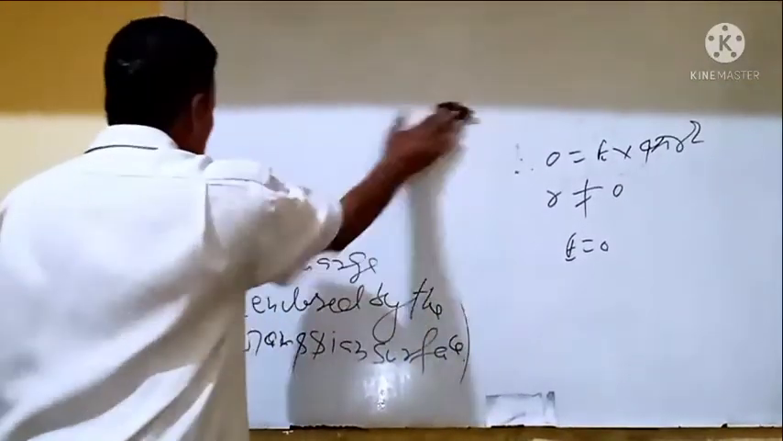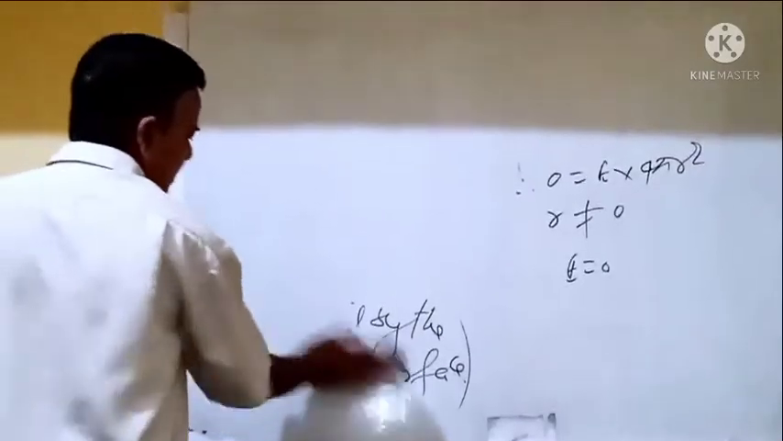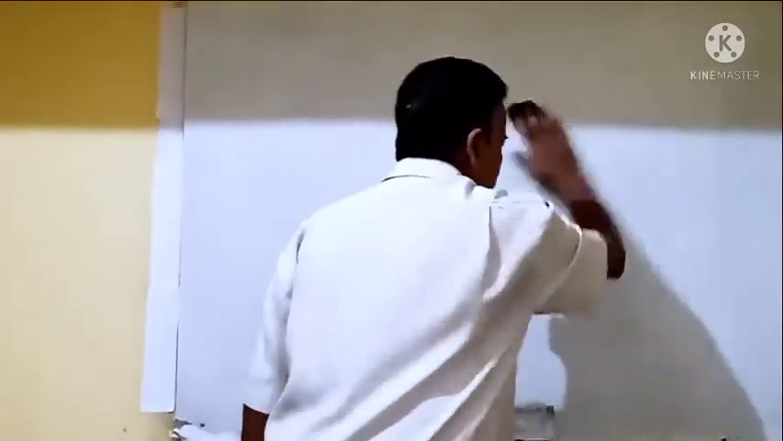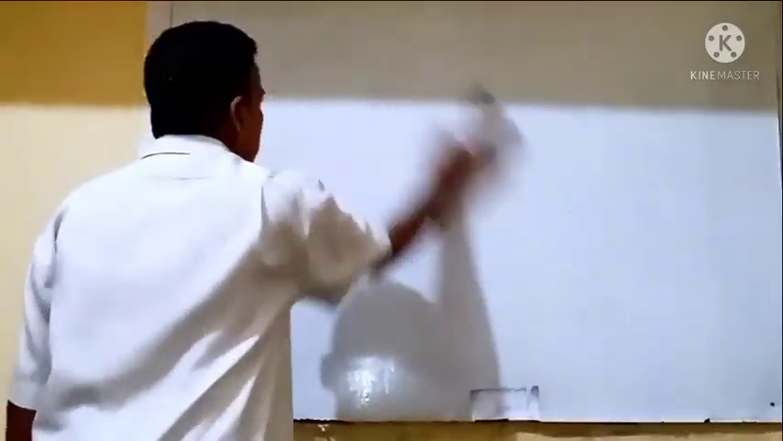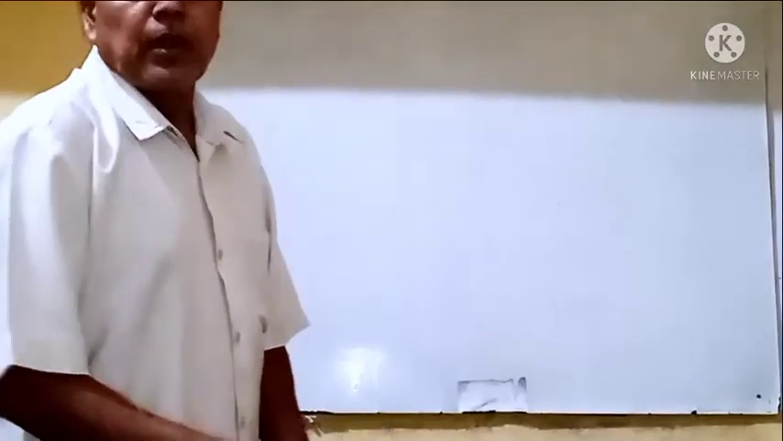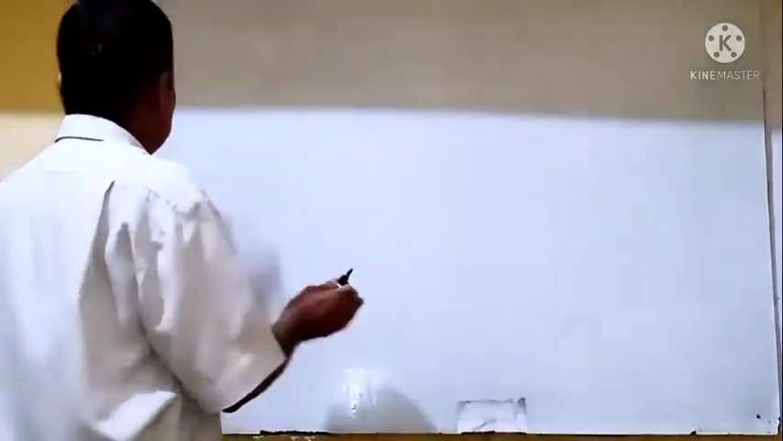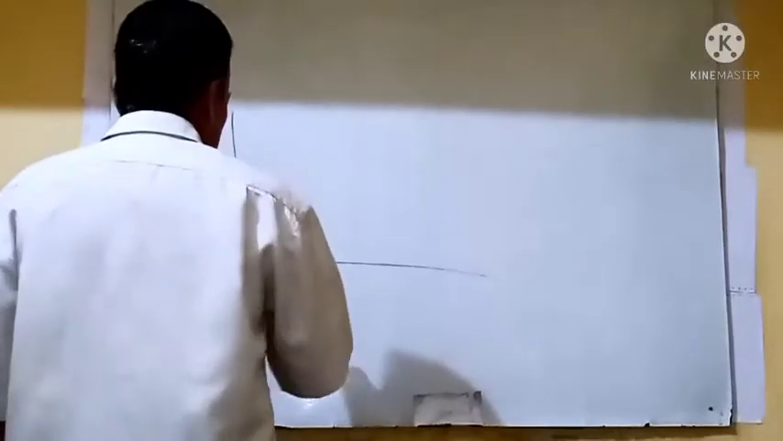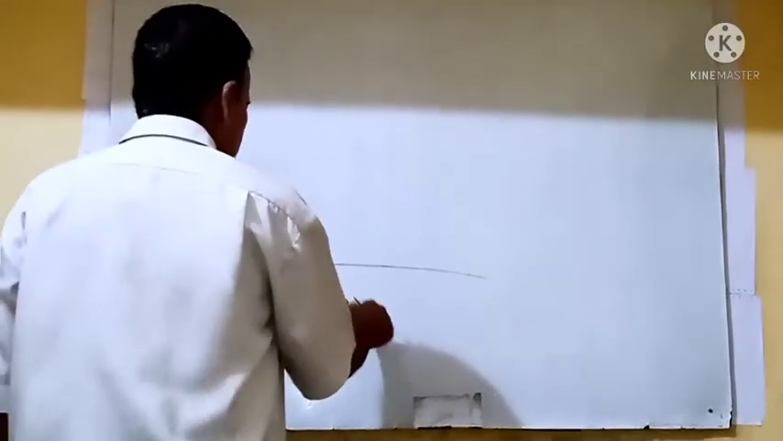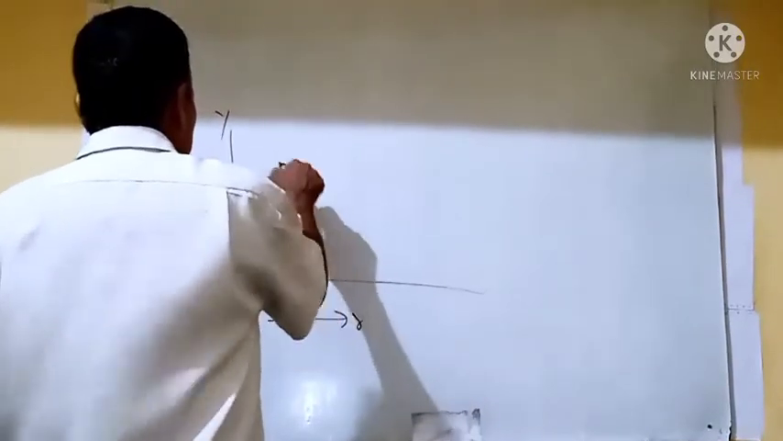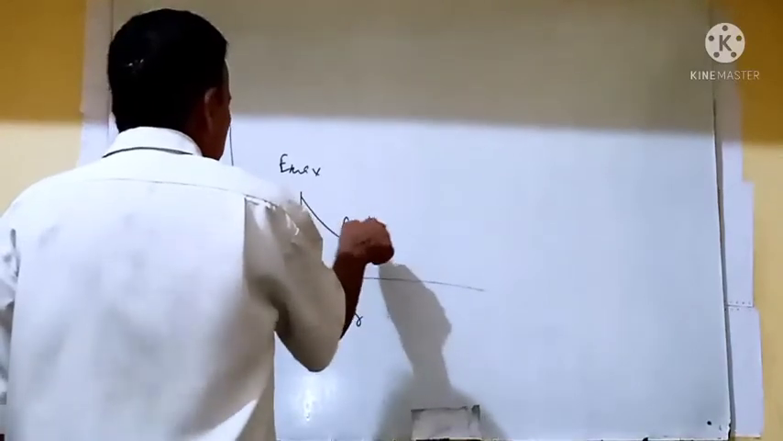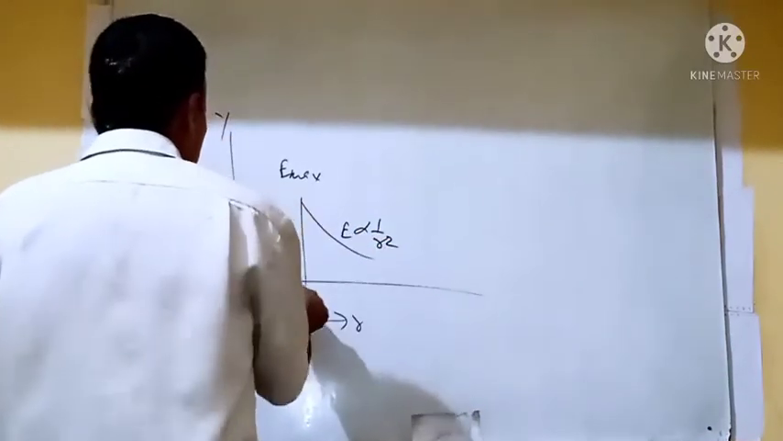Now, what is the nature of the graph? We will see what is the nature of the graph. On the y-axis is the electric field and this is the distance. E is maximum, and E is inversely proportional to r squared.